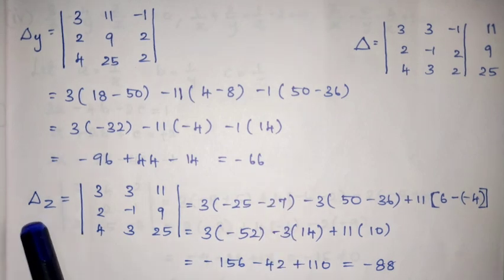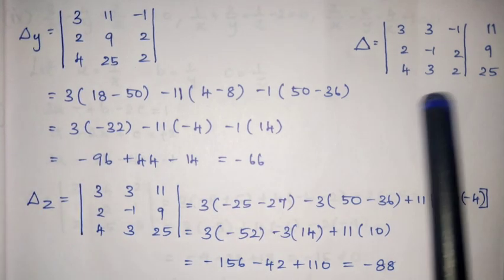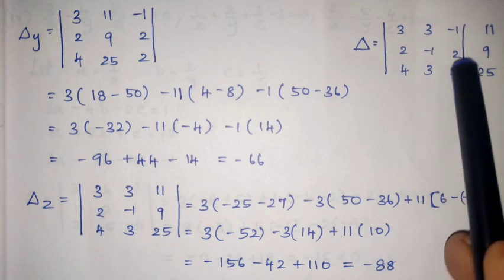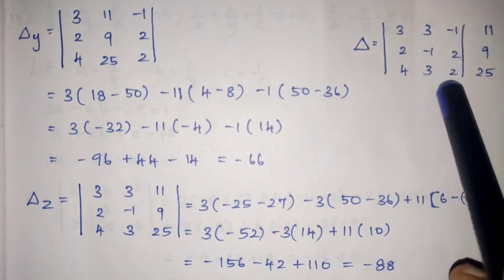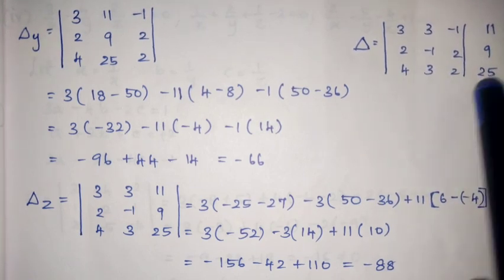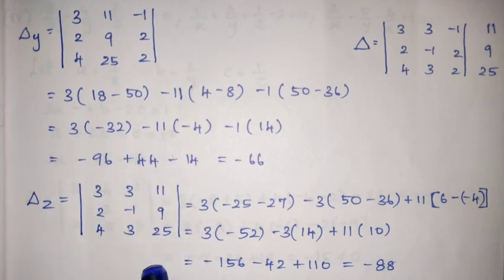The same way we have to find the value of del z. How to do that? This is the third column, which is coefficient of z. Remove this and replace with 11, 9 and 25, and we have got this determinant. Same way you can expand it.